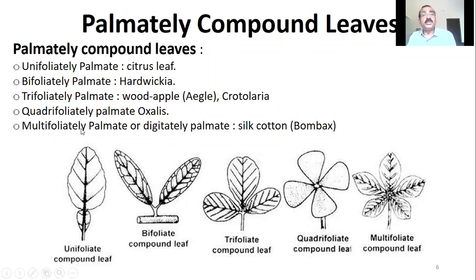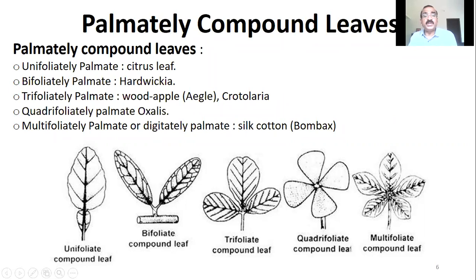Okay. Now what is unifoliate? Now here there is a single pinna. Now look at this. This is different from simple leaf because there is a petiole, and then at the tip of that there is a pinna. Now this is called as unifoliately palmate, and these kind of compound leaves are found in citrus. Look at the lemon plant leaf. You will find this. Okay.